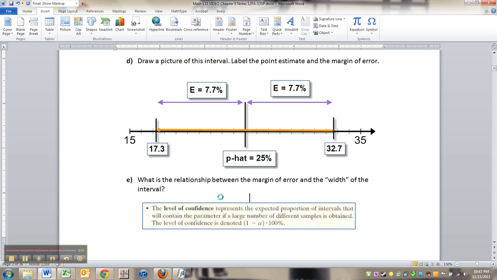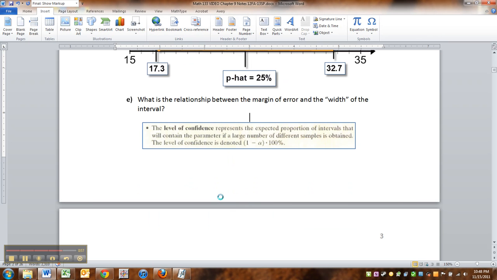Oh, I just answered this. What is the relationship between the margin of error and the width of the interval? The margin of error is equal to half the width of the interval.